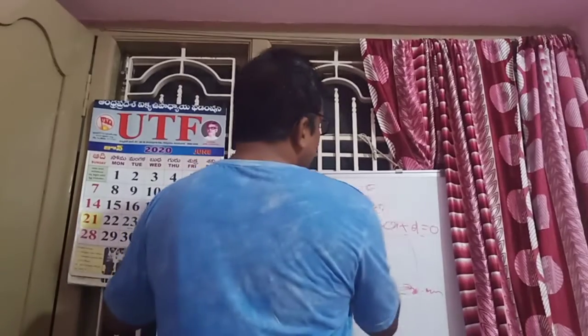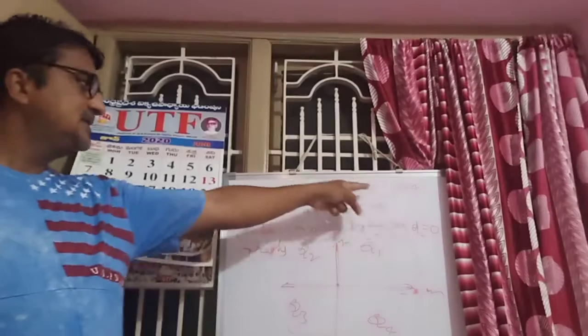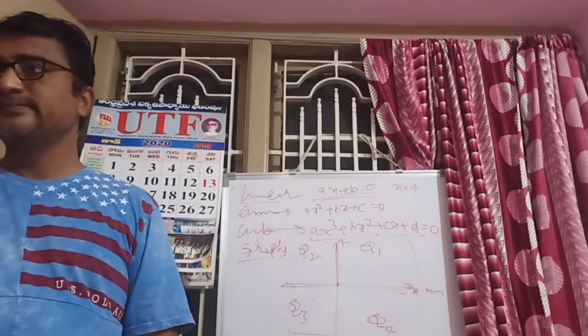Next, linear. Suppose x plus 4, and check. This is the linear polynomial.